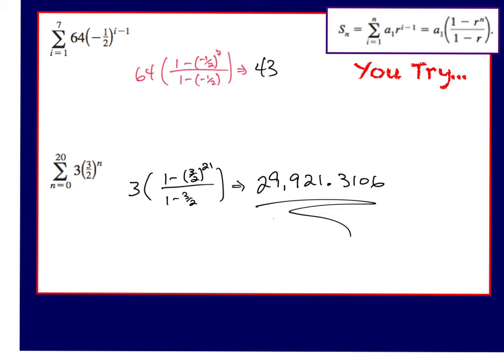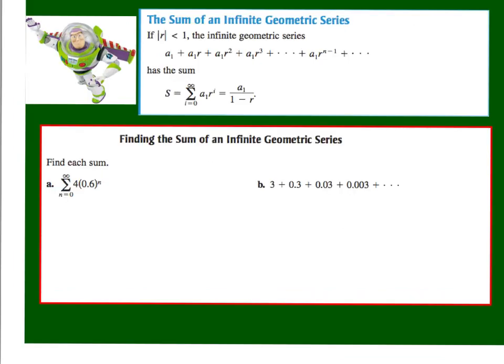So those were for finite series. Now we're going to do an infinite geometric series. So what does it mean to be infinite? Doesn't stop. It keeps on going forever and ever. It's denoted if we have a summation to infinity, or it has a dot, dot, dot. It keeps on going forever and ever. So this is the way to do it.